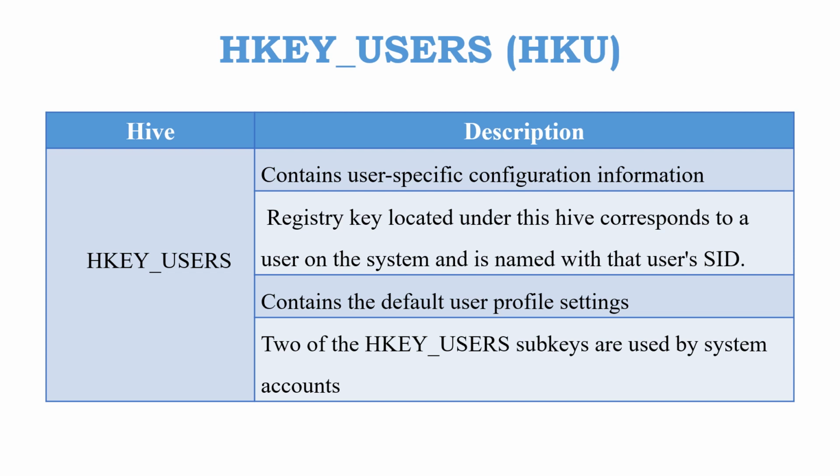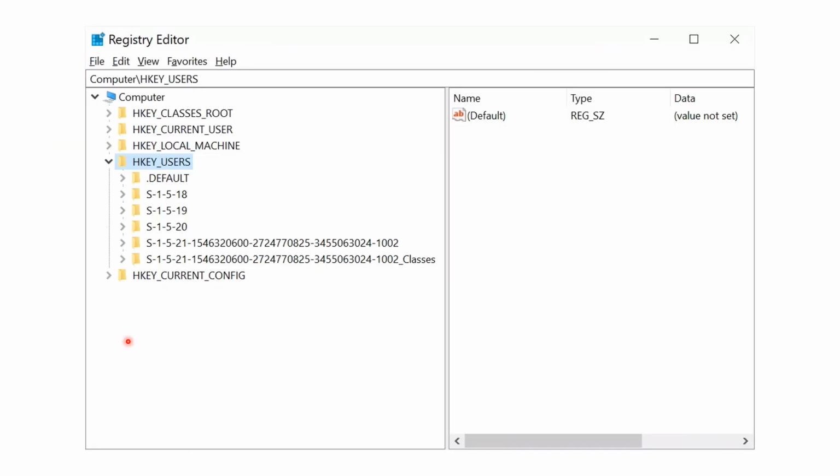The keys and values under the SID, that is security identifier, control the settings which are specific to that user, like the desktop background, mapped drives, and it is loaded when the user first logs on. It includes the local service and network service accounts, that is subkeys of the system account. So this is how the users hive key looks like. Here is the default key which is located under this hive, which controls the default user account settings, and these are all the SIDs, that is security identifiers.